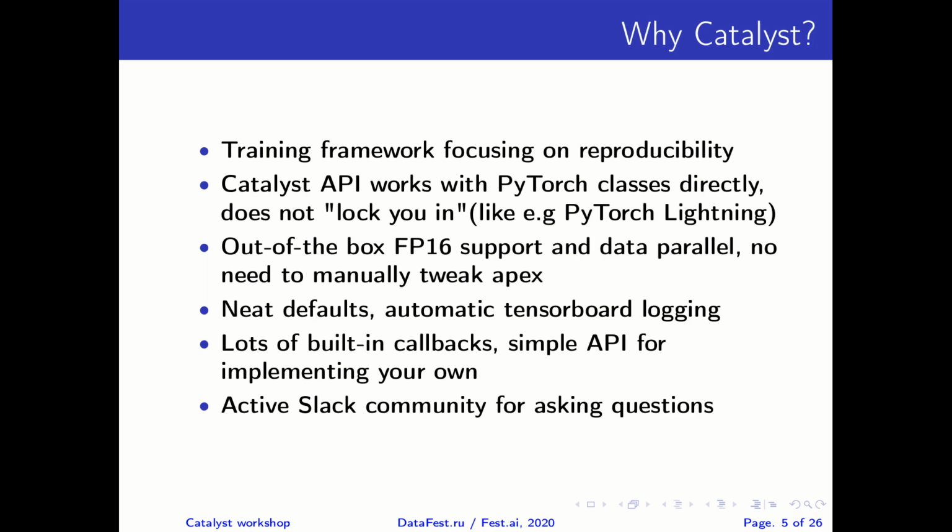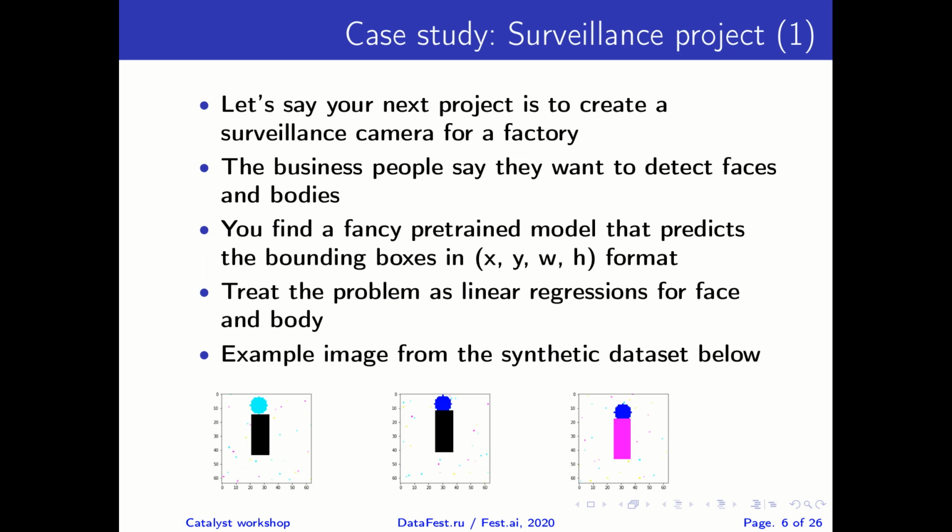Catalyst has lots of nice defaults, automatic TensorBoard logging, and a great list of built-in callbacks, with a simple API for implementing your own. So it's very extensible. The code is really well written and very easy to understand. So if I sometimes have to tweak it a bit, it's really nice. And also, obviously, there is an active Slack community for asking questions, which is really important.